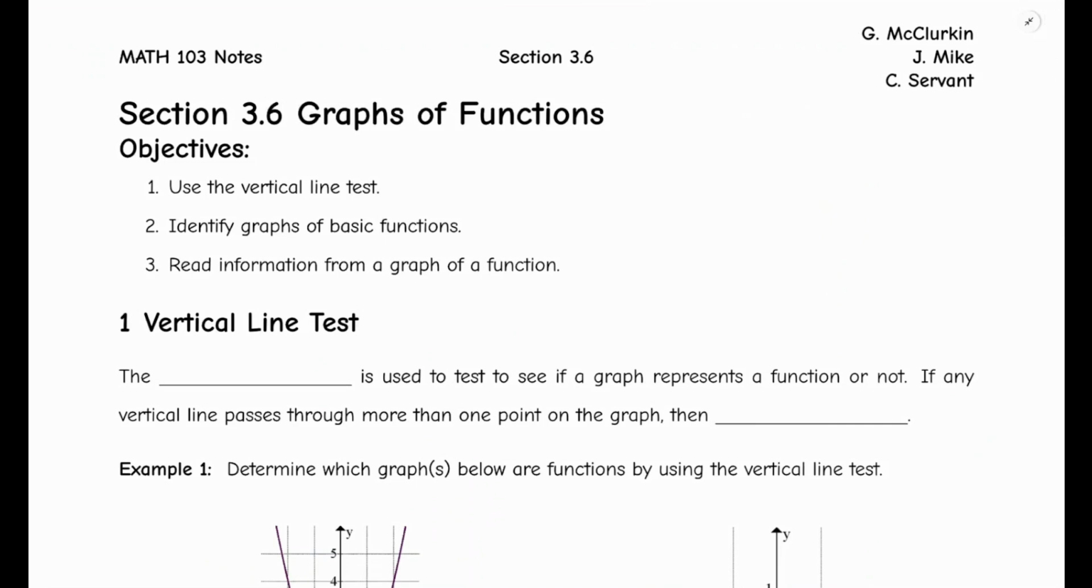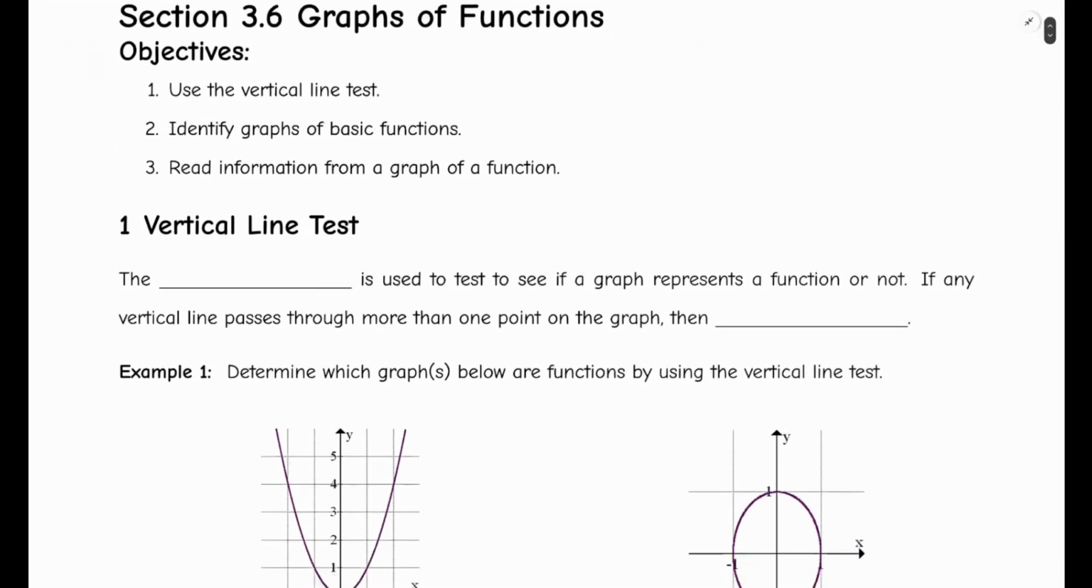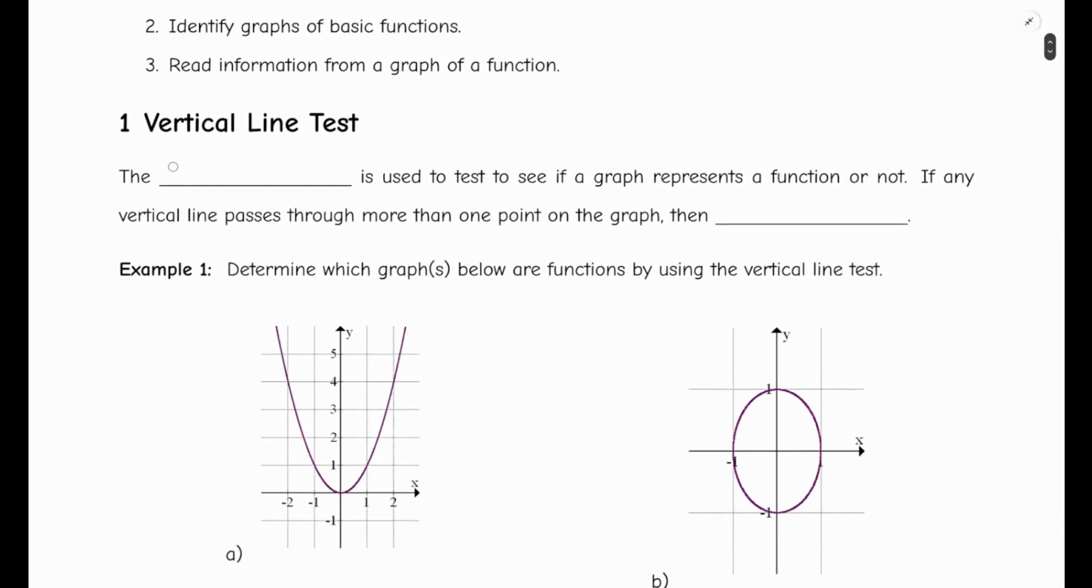Hello, this is the start of section 3.6, Graphs of Functions. Part 1, Vertical Line Test. The vertical line test, or VLT, is used to test to see if a graph represents a function or not. If any vertical line passes through more than one point on the graph, then it is not a function.